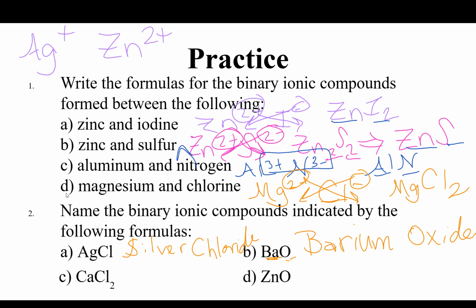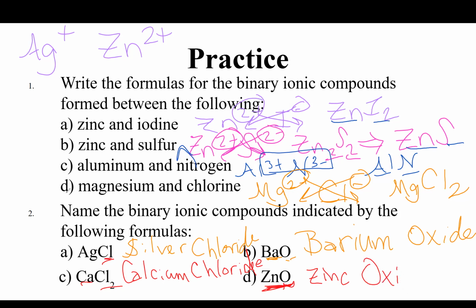Okay, let's look at this one. Ca is calcium. Cl is chlorine, but we change the ending to chloride. So it's calcium chloride. Here we have Zn is zinc, and O is oxide.